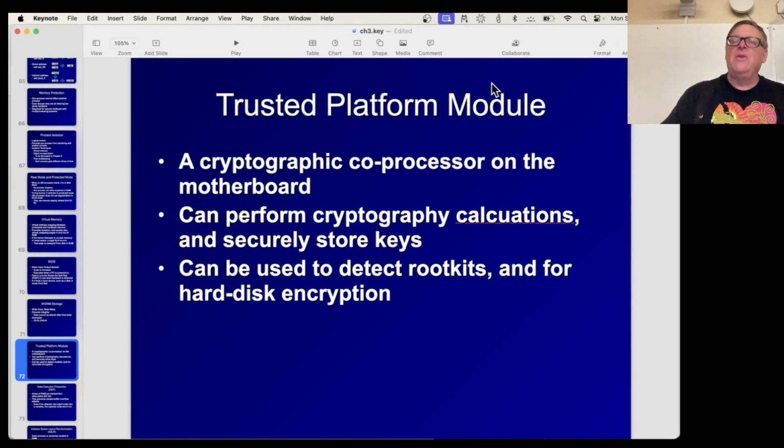Trusted Platform Module, named after the required component in the Orange Book, is a cryptographic coprocessor, and it can perform cryptography and securely store keys. The analogous component in your iPhone is called the secure element, and it contains your credit card numbers and is used to generate transient keys when you use Apple Pay, for example. It can also be used to store things like hash values, so it can verify that your operating system has not been modified.